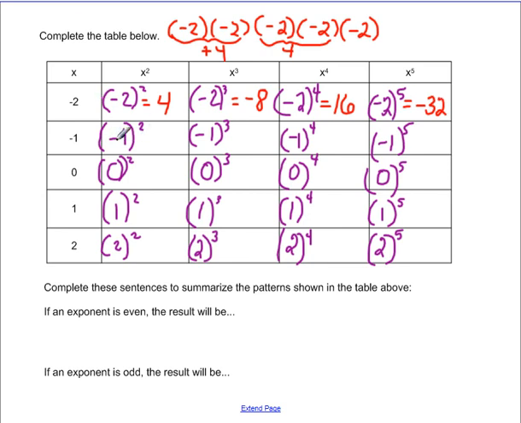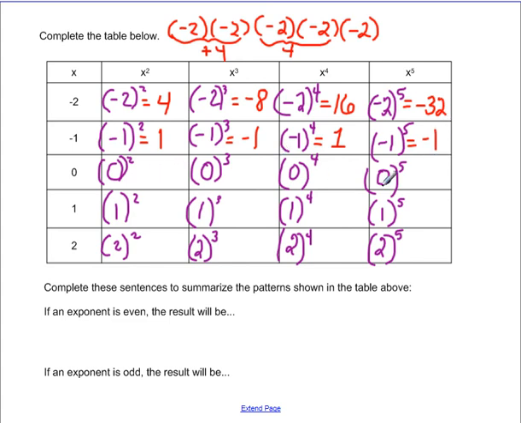Let's see what we've got down here. If we take negative 1 to the second power, negative times a negative is a positive, and 1 times 1 is just 1. Negative 1 to the third power, we have negative times negative is a positive, but then we throw in one more negative, just like we saw up here when I had 3 factors of negative 2. That brought me back negative, and 1 raised to any power is just going to give me the 1. Negative 1 to the fourth is going to take me back to positive 1, and negative 1 to the fifth takes me back to negative 1.